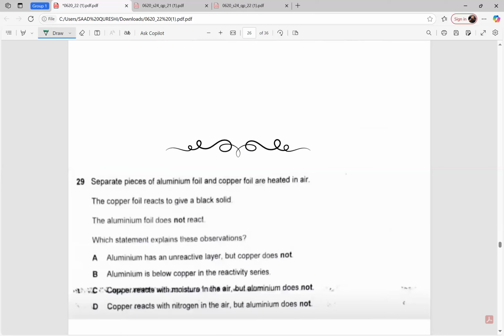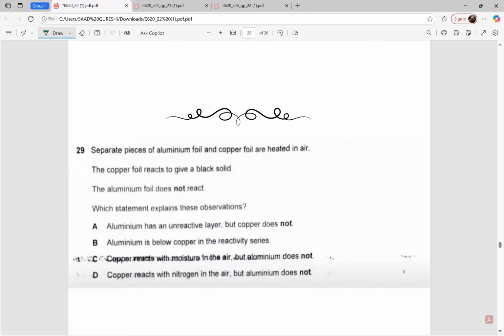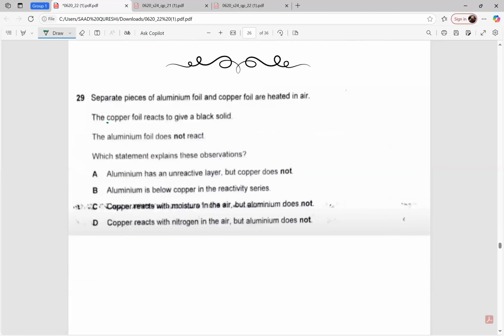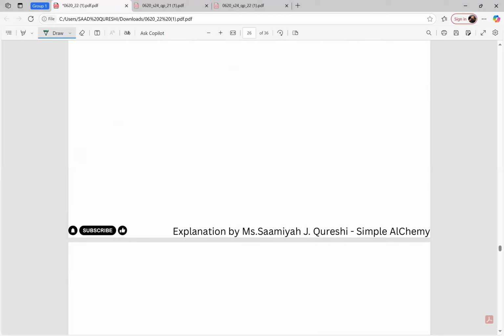Separate pieces of aluminum foil and copper foil are heated in the air. Copper foil reacts to give a black solid. The aluminum foil does not react. Which statement explains these observations? This one is correct, that aluminum has an unreactive oxide layer. Aluminum forms an unreactive oxide layer around it, which protects it from further reaction and hides its reactivity. So that's why aluminum does not show any reaction.